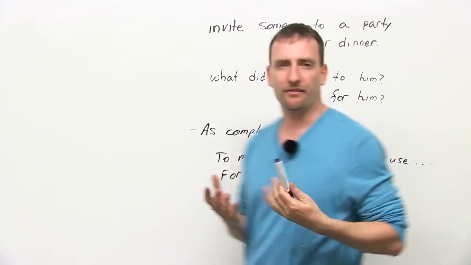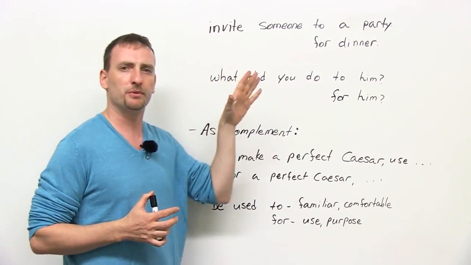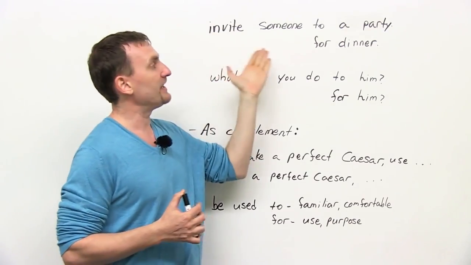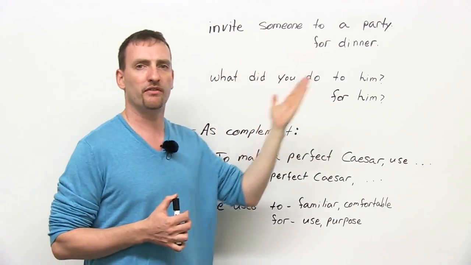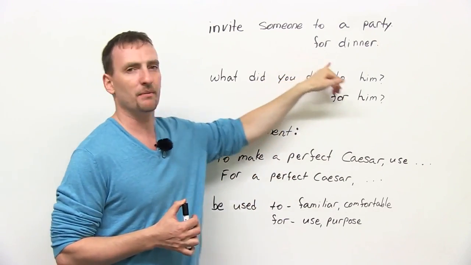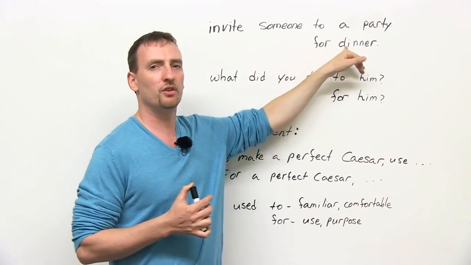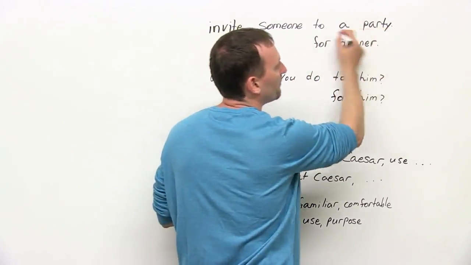Okay, so here are a few more examples. And remember what I said about the verbs. Different verbs will use to and for differently, right? Invite someone to a party, but invite someone for dinner. You could invite them to dinner, but it's a little bit different meaning. If you invite someone to dinner, it means the event of the dinner. So this is about the event.